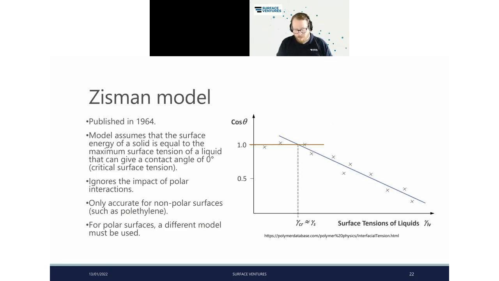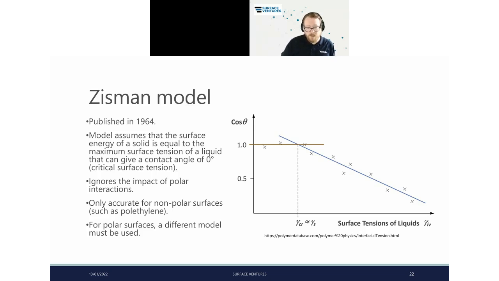Okay, so since I just talked about super hydrophilic materials, I'd like to talk about some of the different models here, and begin with the Zisman model, specifically to talk about the case of critical surface tension and critical surface energy. The Zisman model was published in 1964, and it assumes that the surface energy of the solid is equal to the maximum surface tension of a liquid that can give a contact angle of 0 degrees. This is critical surface tension.